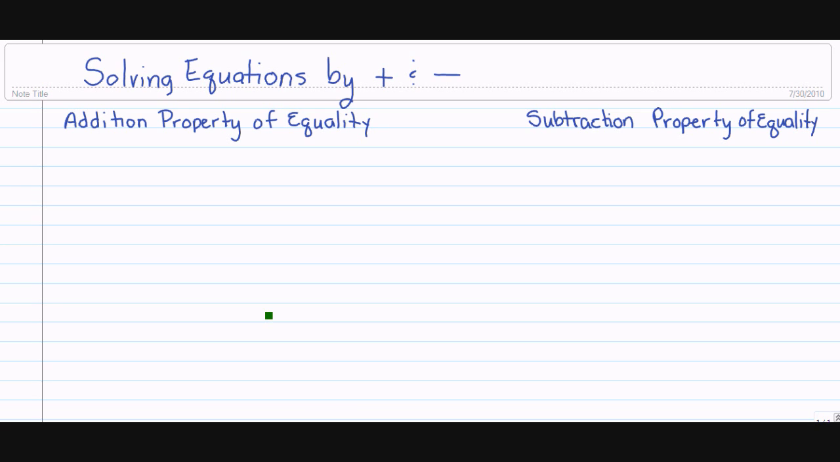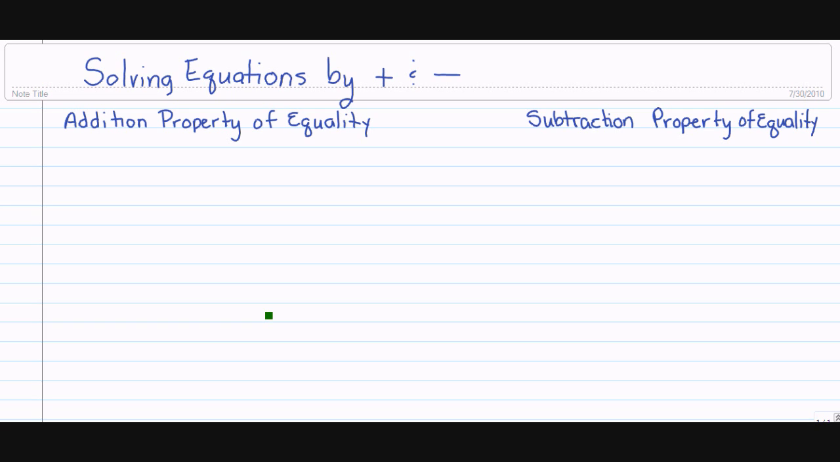Okay, the whole point of properties is to tell you how to manipulate your problem, how to work your problem, how to solve for the variable. They're the reason behind what we do in algebra.